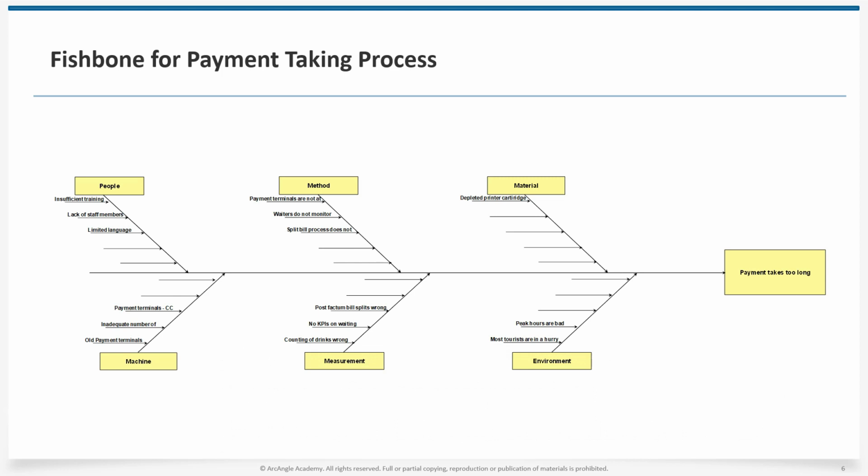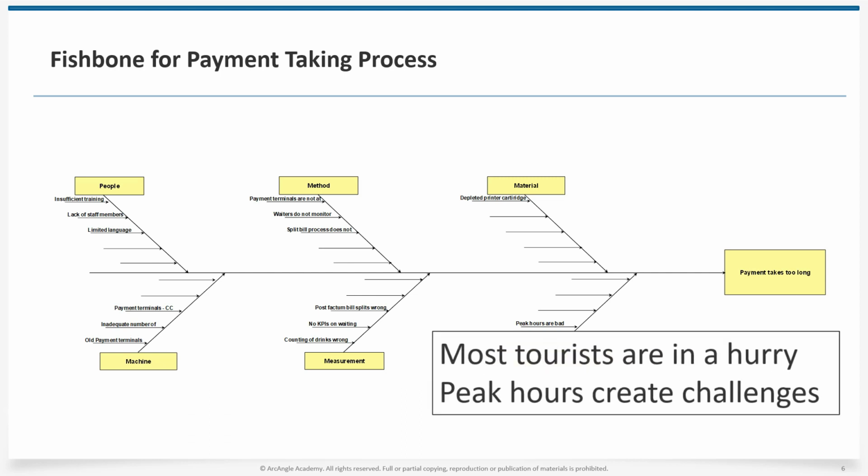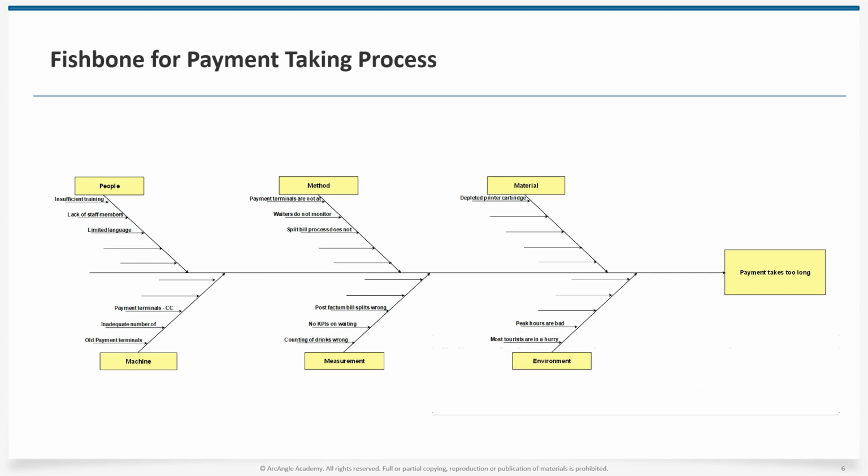Post-factum bill splits are often incorrect. Incorrectly splitting bills after the fact can result in errors and delays, impacting customer experience and satisfaction. Environment: most tourists are in a hurry. In a tourist-heavy restaurant, time-sensitive customers can increase the pressure to expedite the payment process, requiring efficient handling. Peak hours create challenges. During busy periods, the increased volume of customers can lead to congestion and longer wait times, affecting the overall efficiency of the payment process.